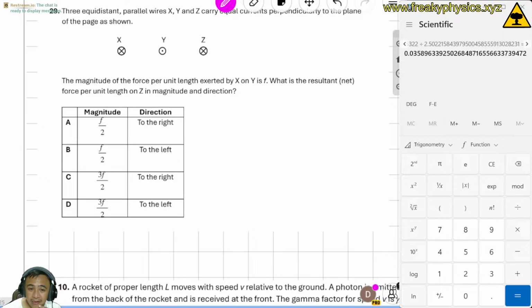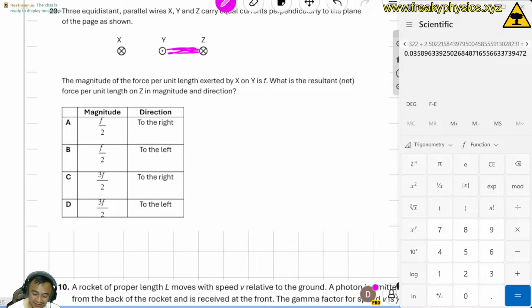All right, let's take a look here. One thing you will know is that we are looking at the force on Z. Now, which of those things is exerting a bigger force, X or Y? We don't have the length, but you can kind of see the distance. X is far, and Y is closer to Z.